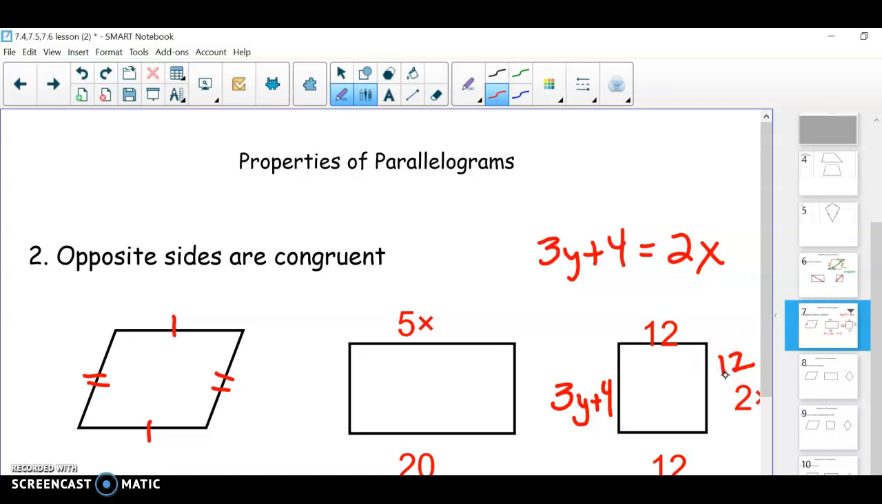So then that would make the x be a 6. And then this would be a 12. So then we would have to do our algebra, and I made it a bad one so that it would not work out to be a nice whole number. So anyways, hopefully that makes sense. So opposite sides are congruent. You just put the sides equal to each other.